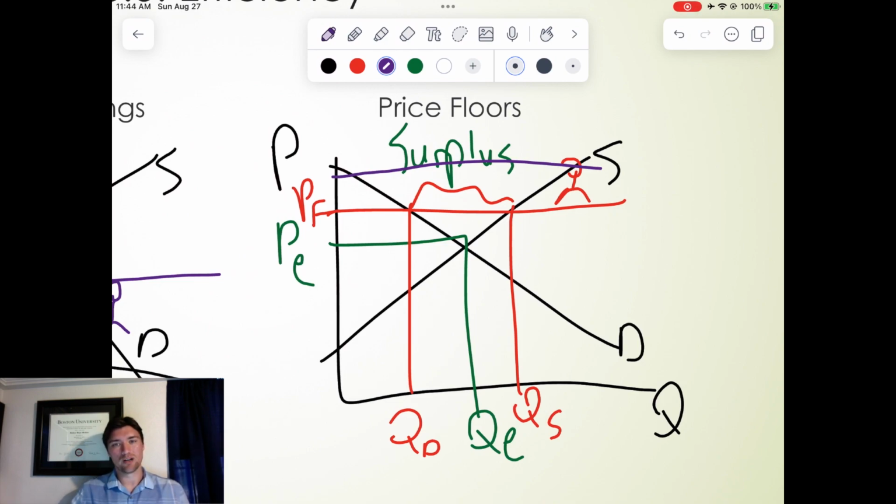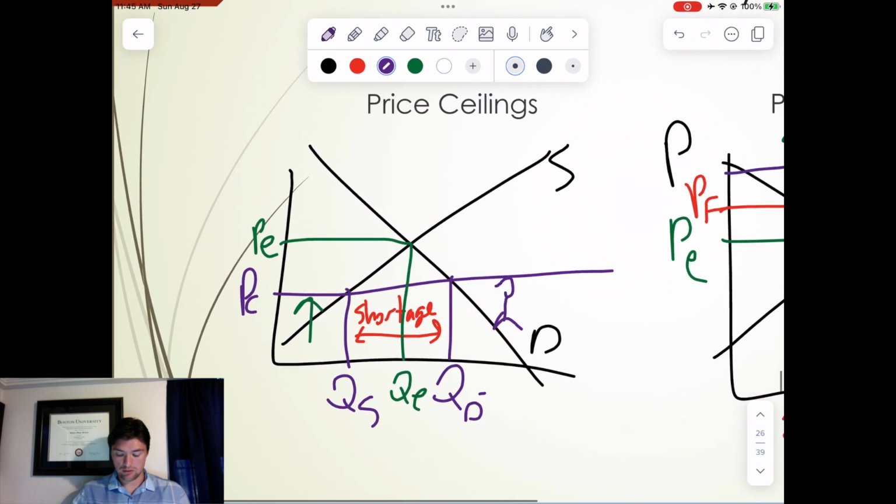But what about that? If the businesses were to try and increase the price, no one's going to buy it. So what should they do? They should lower their price. So that's why it always works to equilibrium as close as possible. For a price ceiling, right? You can charge below the price ceiling, and that's great.